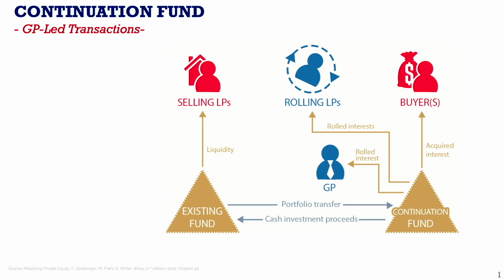This time we will do a quick recap of continuation funds and then have a look at strip sales. Those of you that have listened to part 2 will remember we talked about continuation funds as one part, probably the most basic one, of GP-led transactions in secondaries.